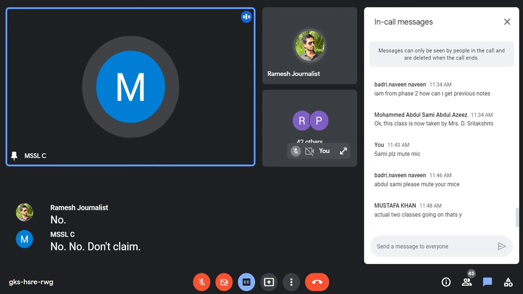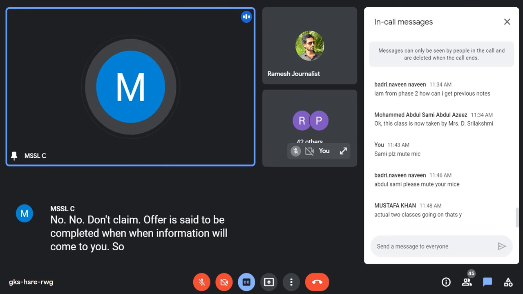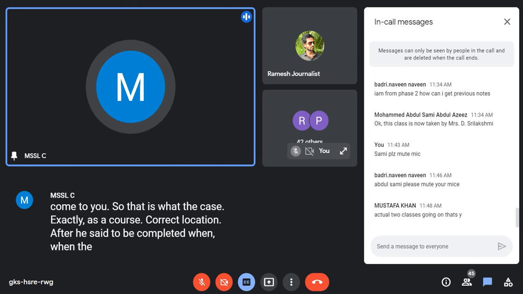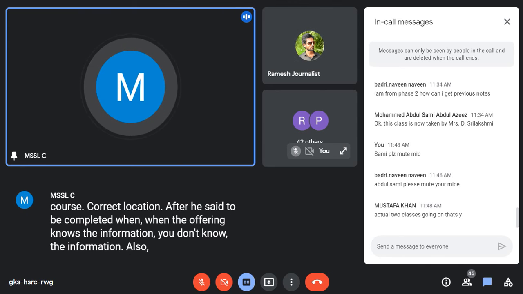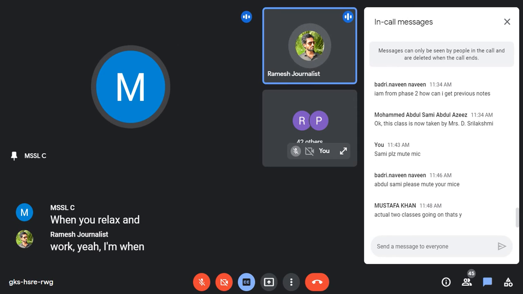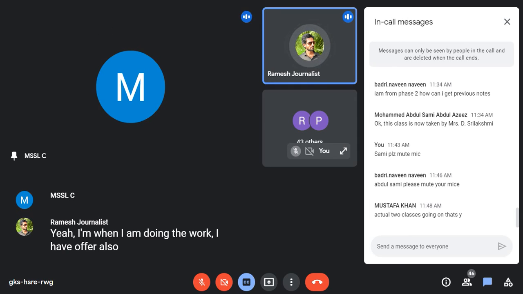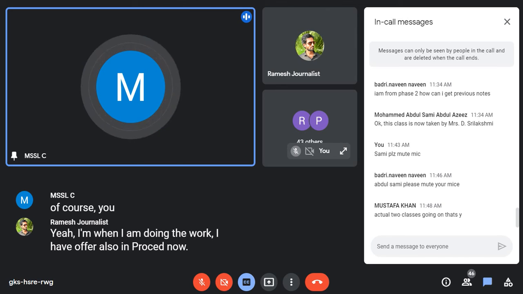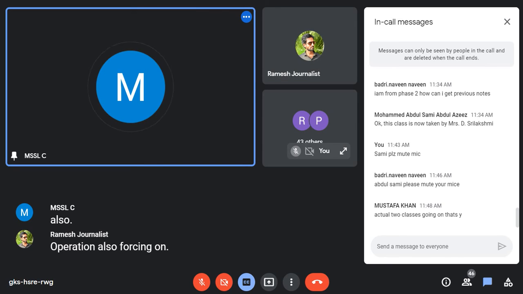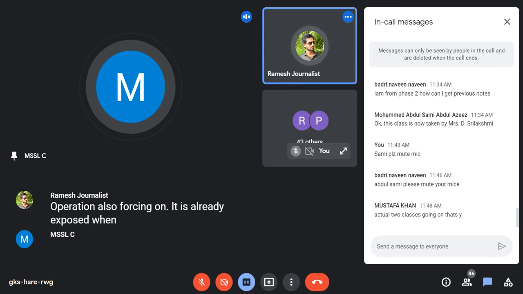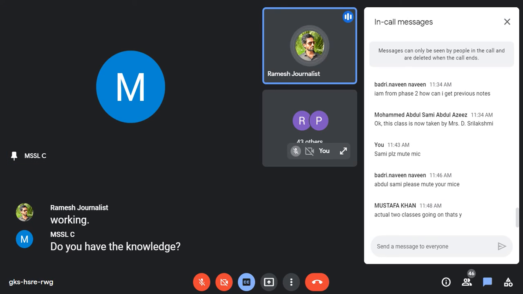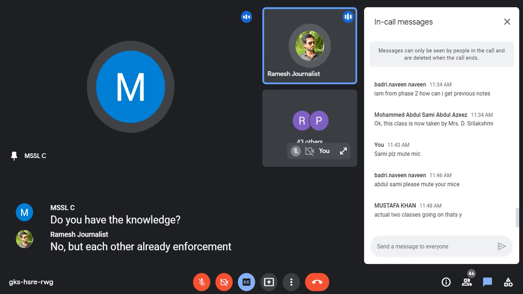Offer is said to be completed when the information comes to you. Exactly, you ask the correct question. Offer is said to be completed when the offeree knows the information. You don't know the information, no? So how can you ask me to do the work? But when I am doing the work, the offer is also in process now. Do you have the knowledge? No, but it's already in force.